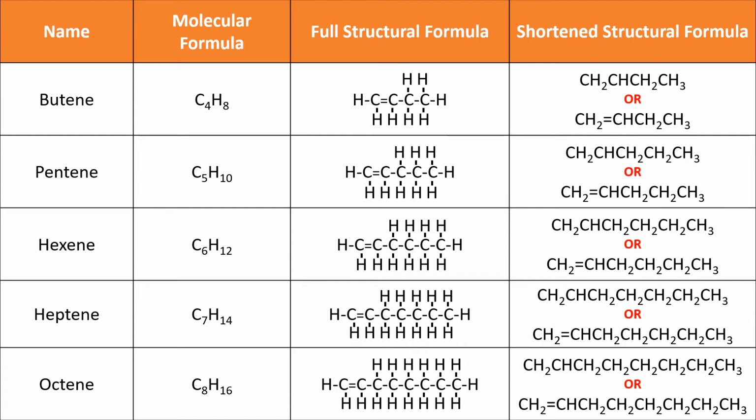Okay, so here is the completed table. I've showed it with both possible ways of writing the shortened structural formula. Either would be correct, whether you include the double bond or whether you don't, that's absolutely fine. Okay, now I have uploaded the PDF version of this table into the Files tab on Microsoft Teams, so if you would rather print this out rather than copy it out, that's absolutely fine.